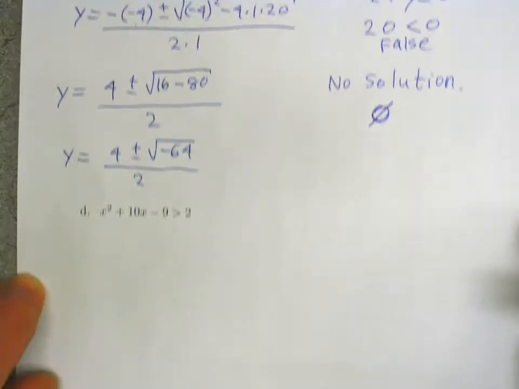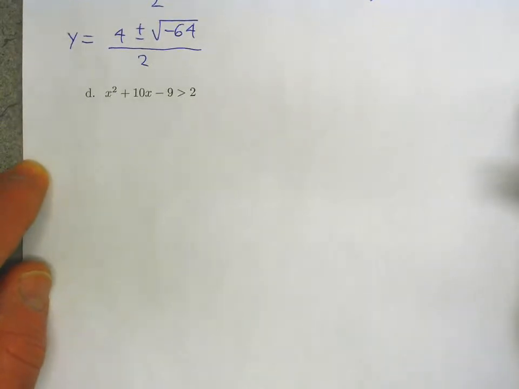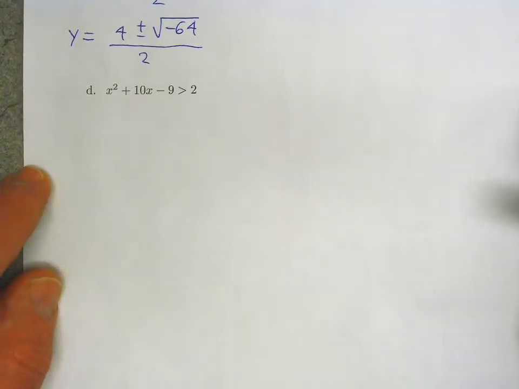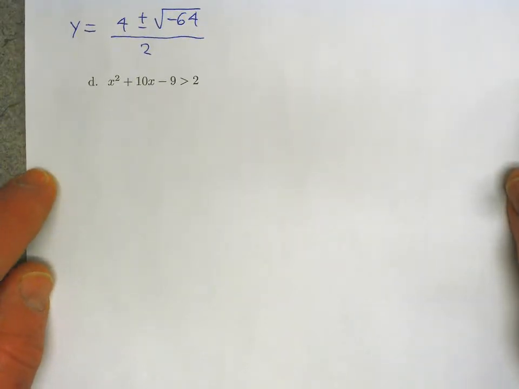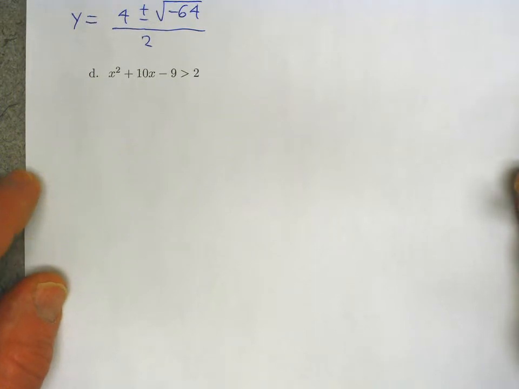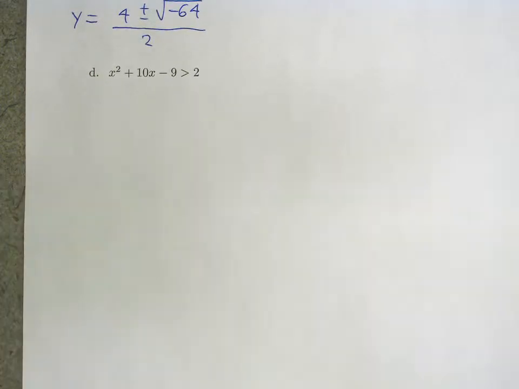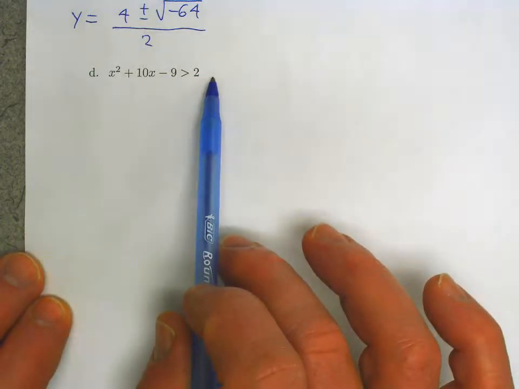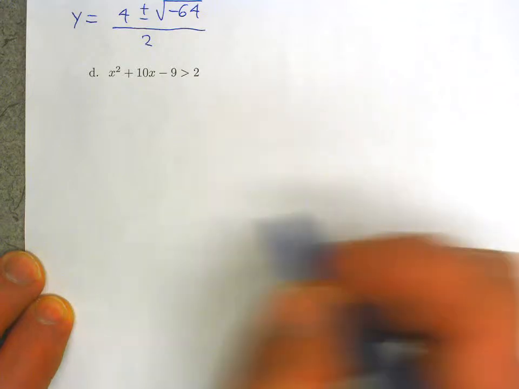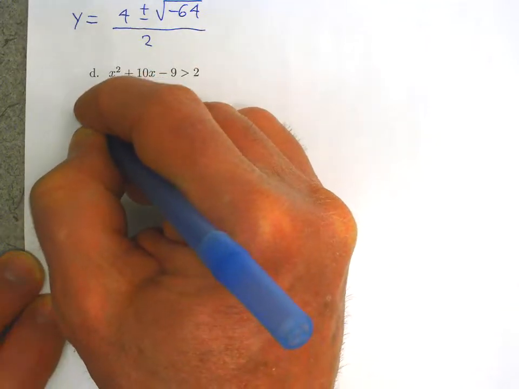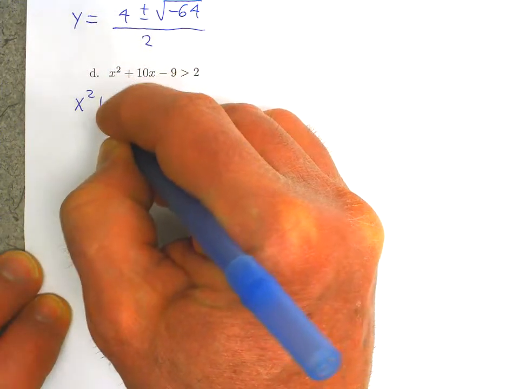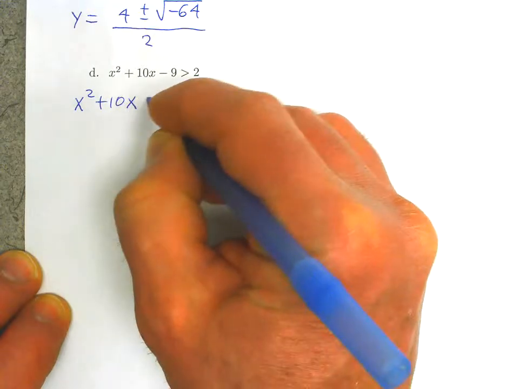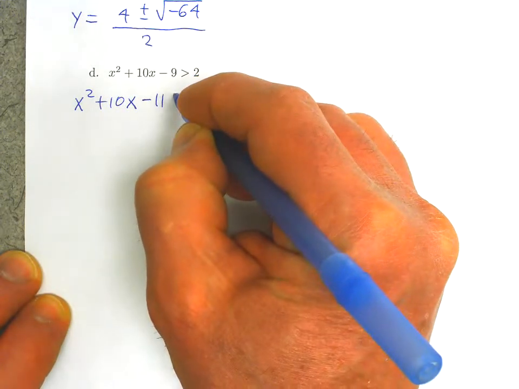Okay, let's jump to the next one. Okay, solve this inequality. X squared plus 10x minus 9 is greater than 2. We want one side to be 0, so we'll subtract 2 from both sides. And we get x squared plus 10x minus 11 is greater than 0.